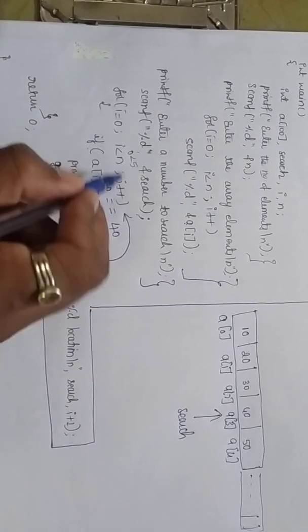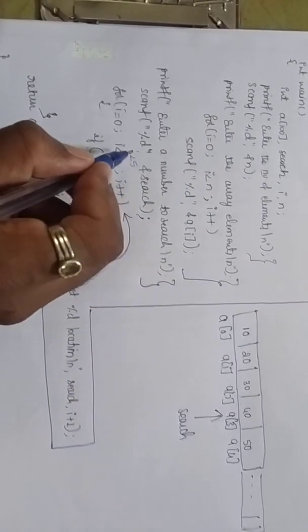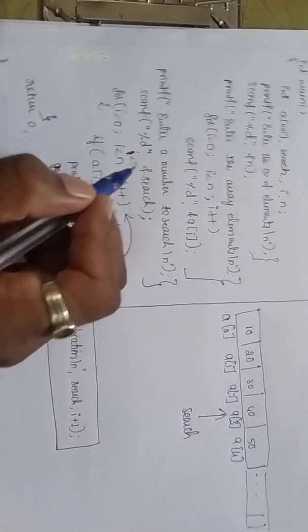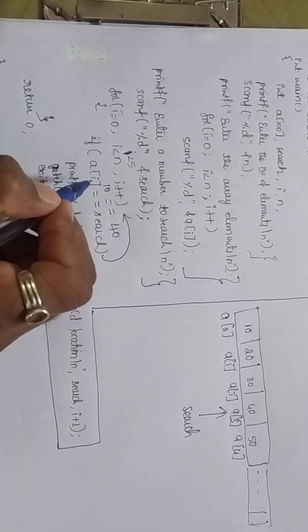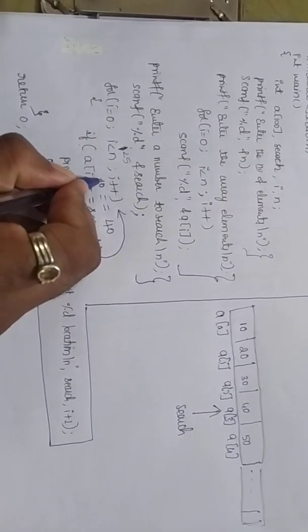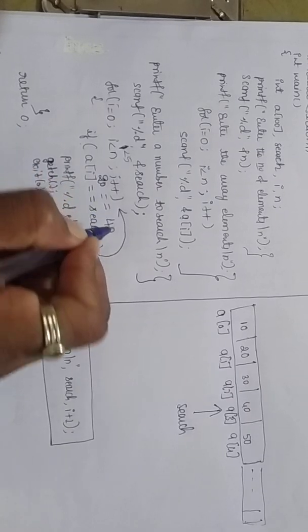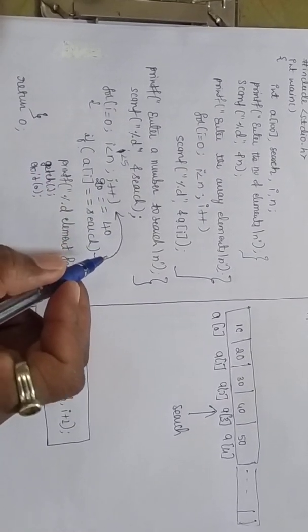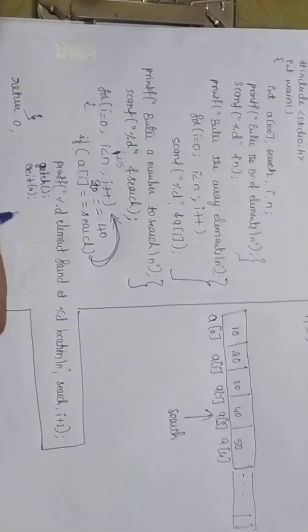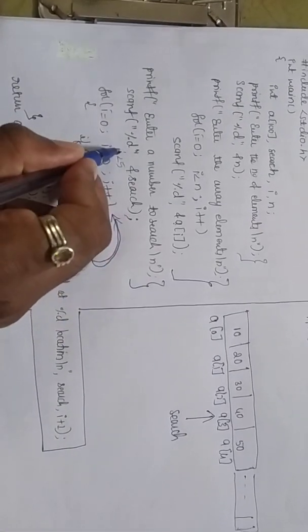So i value will be incremented by 1 now. It means it is 1. Whether 1 less than 5? Yes, condition true, come inside. A of 1 now. A of 1 is how much? 20. Substitute here. Whether 20 is equivalent to 40. Condition true or false? False. False means the control goes back to the increment operator. i value will be incremented to 2 now.